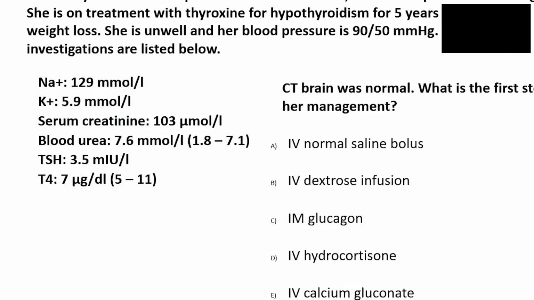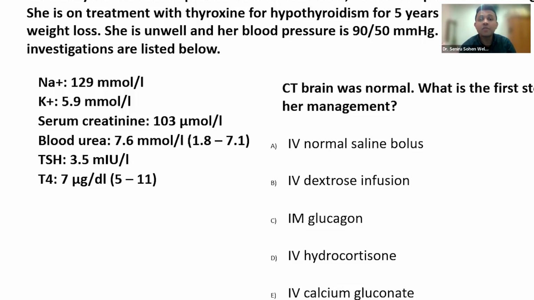Right. So here we have a 45-year-old female who presented with confusion, abdominal pain, and vomiting. Could be due to any reason. And we are given more information that she's on treatment with thyroxine for hypothyroidism for 5 years with recent weight loss. So in hypothyroidism patients with recent weight loss, you should think whether the patient is being over-treated and has gone into thyrotoxicosis, which can contribute to weight loss.